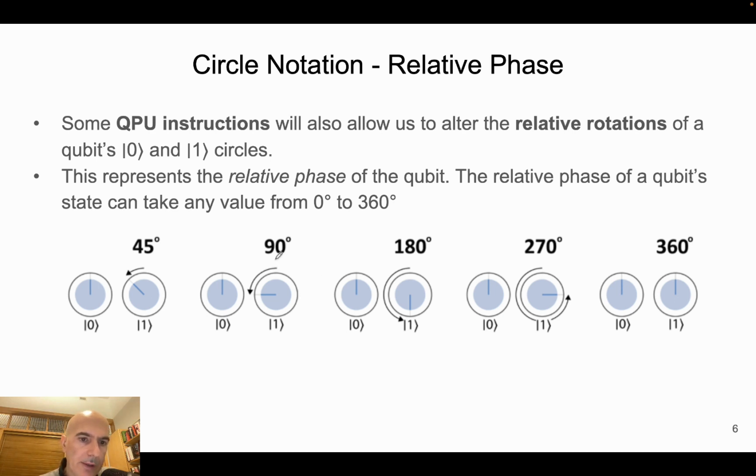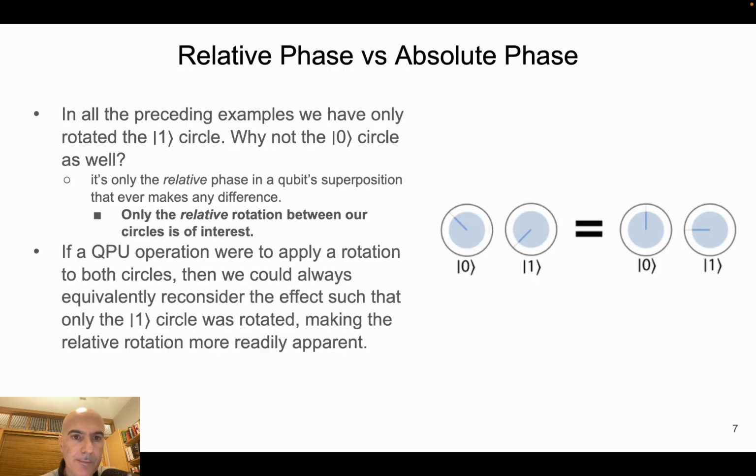And you can see that we can take only values between 0 and 360. As I said, we are going to use the relative phase and not the absolute phase. And why is that? Well, because what really matters is the relative phase between two states. So as you can see here, these two systems are actually equivalent because they have the same amplitude and the same relative phase. So what is really important is just the relative rotation between our circles of interest.